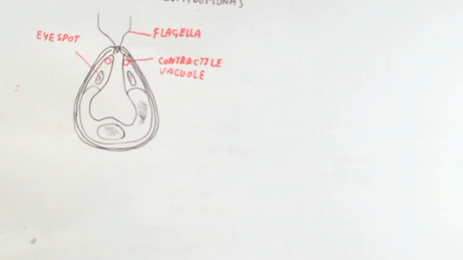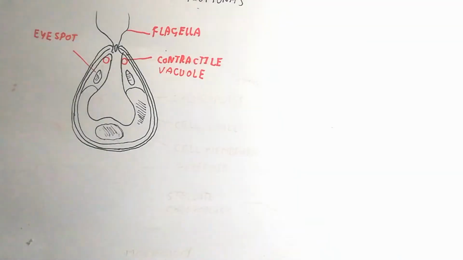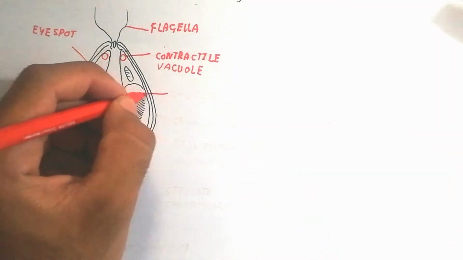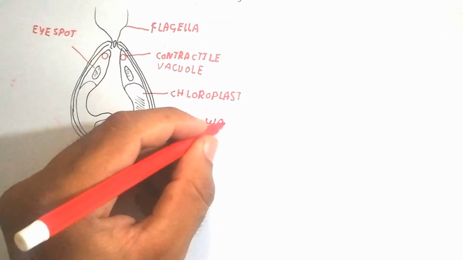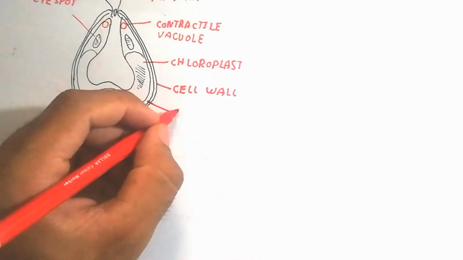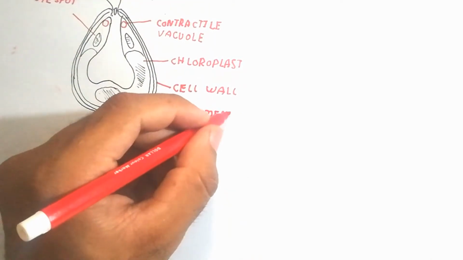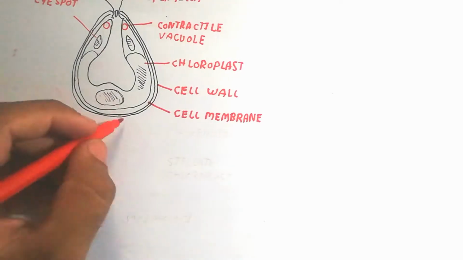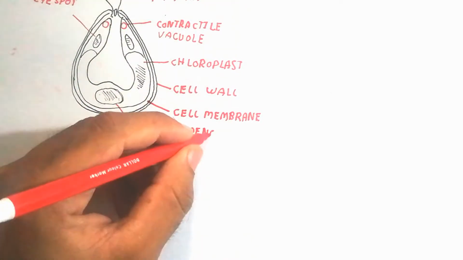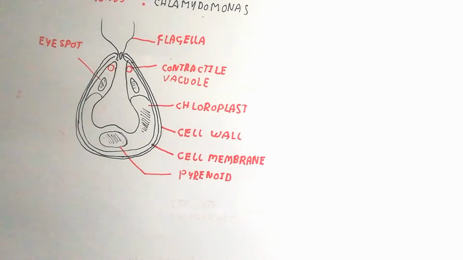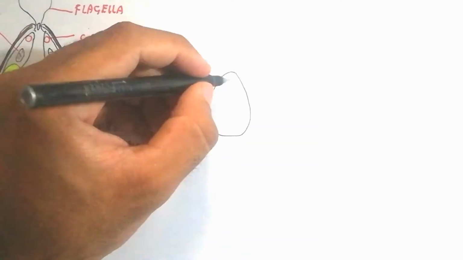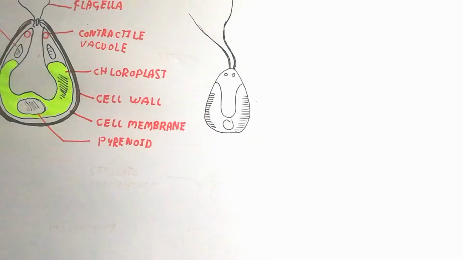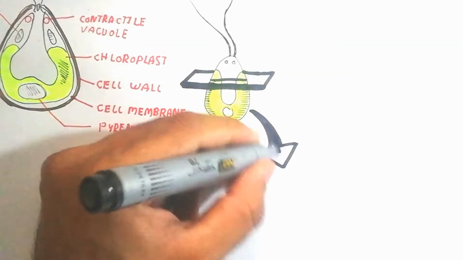So here is the eyespot, which is used for the detection of light, and there is a contractile vacuole, which is important for the absorption and release of water. So here is the chloroplast, and a cell wall is present. A cup-shaped chloroplast is present, and the cell wall is made up of peptidoglycan and cellulose, and the cell membrane is made up of phospholipid, and the pyrenoid is used for the storage of food.